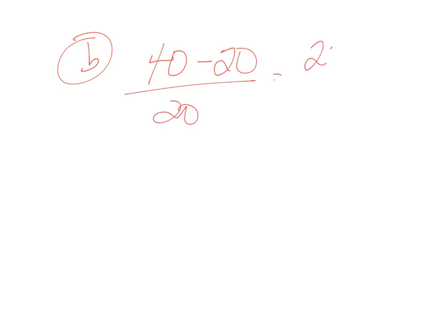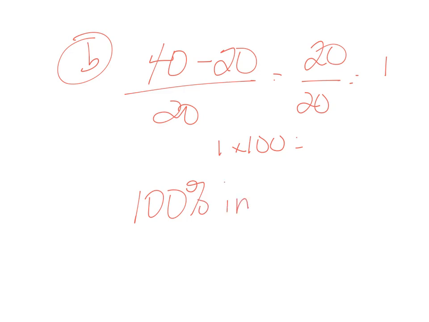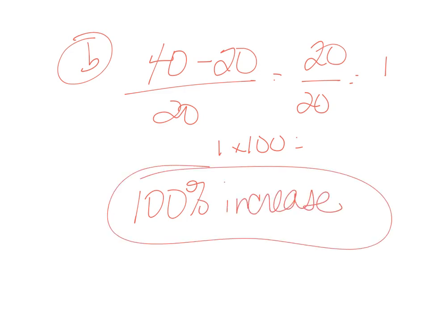So we started with 20, we ended with 40, so ending number minus starting number over starting number. Look how lovely this is. 20 over 20 is equal to 1. 1 times 100 equals 100%, a 100% increase. So the problem ended up being pretty easy to do as long as you could figure out how to do that. And with practice, more and more, you will learn how to better figure these out.